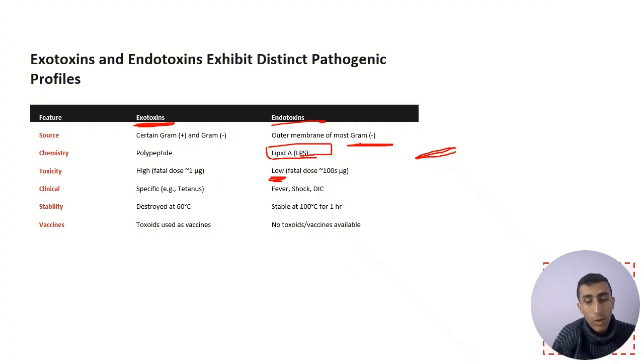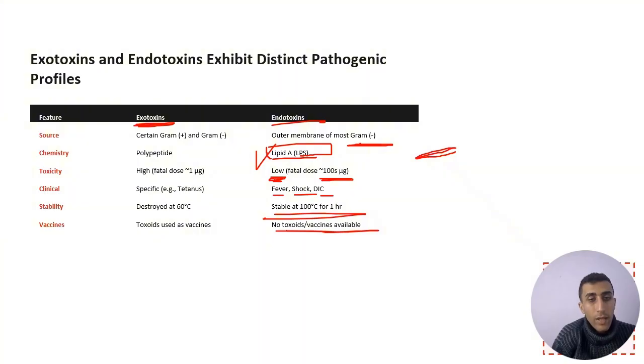We need an accumulation of many bacteria to get high toxicity. The fatal dose is in hundreds of micrograms. The clinical reaction is pretty non-specific: fever, shock, and DIC. So we get a reaction from the body, fever, shock, and DIC, to this part of the bacteria, which is essentially the lipid A of lipopolysaccharide. It is stable at 100 Celsius for 1 hour, and there is essentially no vaccine because it is part of the bacteria: no toxoid, no vaccines available.